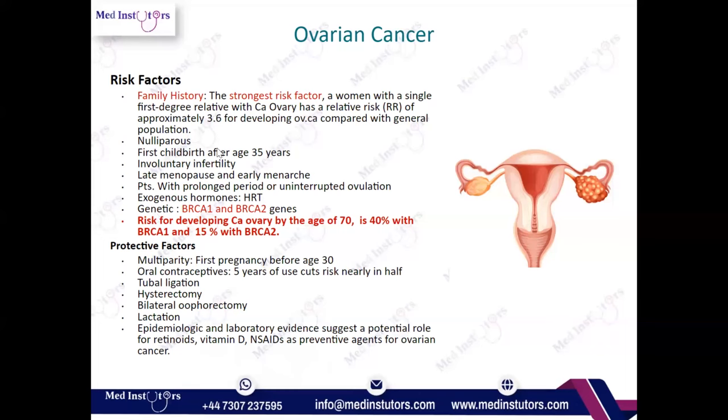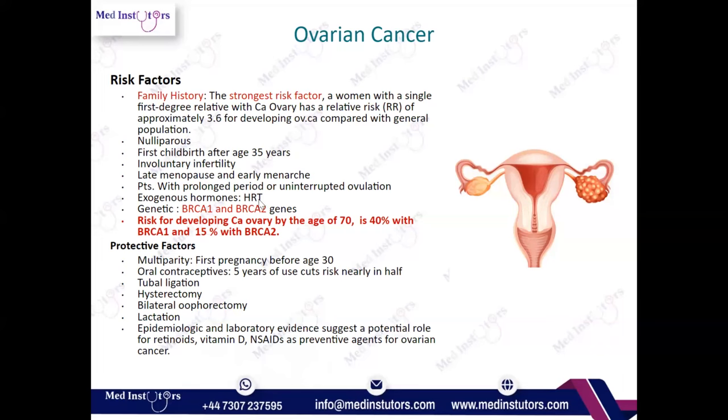So family history, nulliparous, first child after the age of 35, involuntary infertility, late menopause or early menarche. Because if you look at a late menopausal woman or any young girl who has early menarche, that means they have an increased amount of ovulation throughout their life. So that's a risk factor.